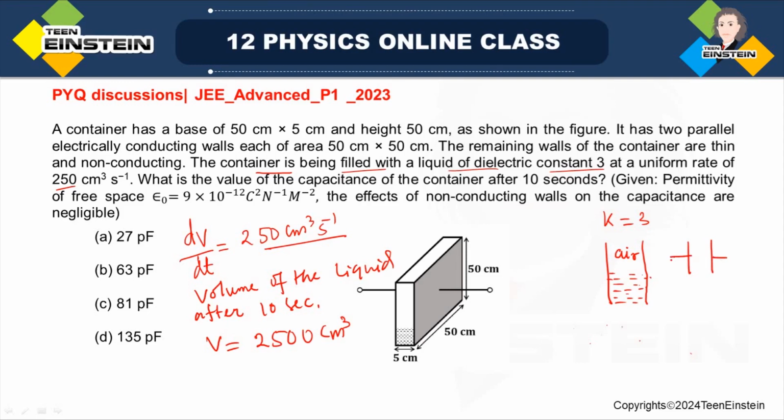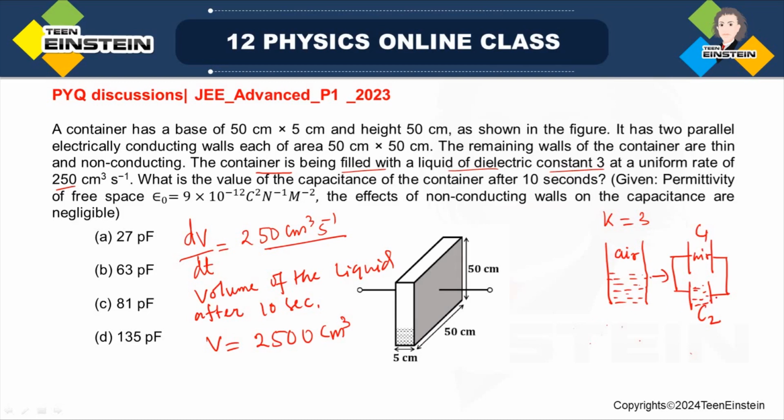Now in the parallel combination, this is suppose capacitance C2, and this is having capacitance C1. This one is filled with liquid, and this is filled with air. So this is the problem now.